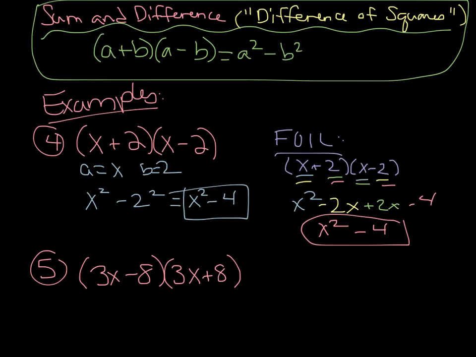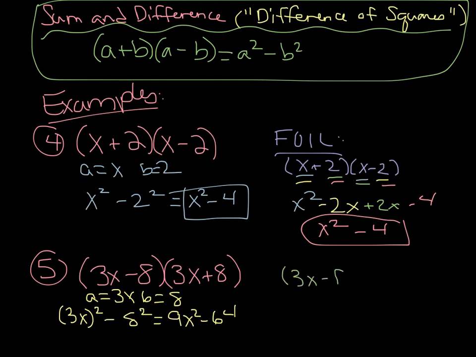So if you worked it out, the first method, you would say, okay, we know that a equals 3x and we know that b is 8. You would just do 3x squared minus 8 squared, which would give you 9x squared minus 64. The other way to do it is FOIL method. And when you do the FOIL method, you will get the same answer.